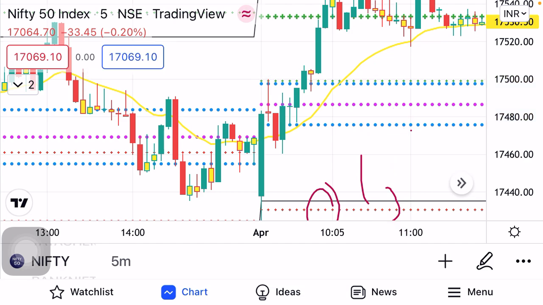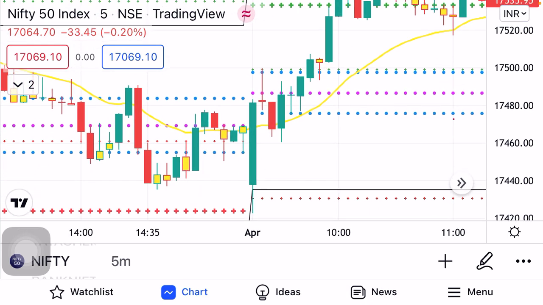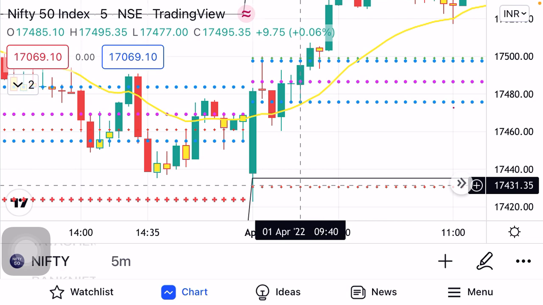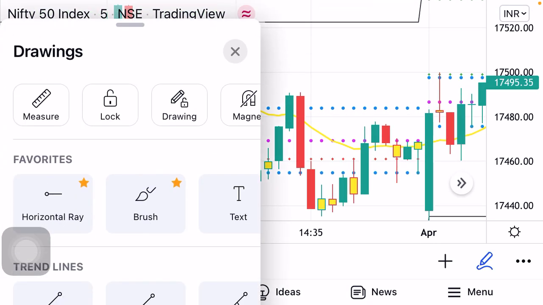The location of L4, L3, H4, H3 will change according to the day, and we'll see the first day of April month. Okay, we'll see which day this is. The first day of April is Friday. Okay, we'll backtest now. See this CPR.